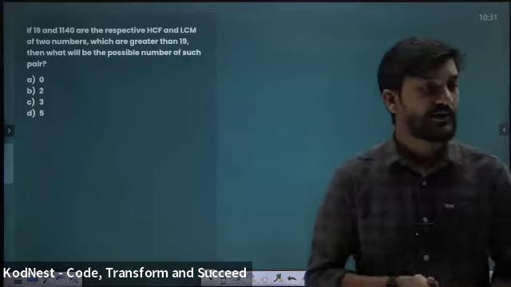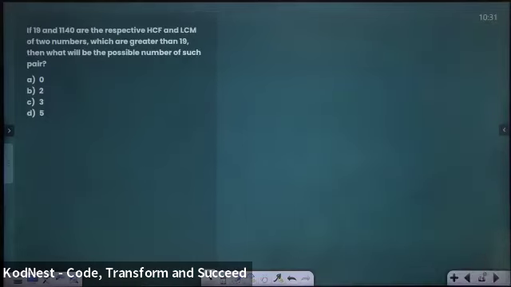All right, please try this question. First find the integer, then break it. Once you break it, please make sure x and y do not have any common factor. That surety you must have. HCF is 19, so the numbers will be 19x, 19y.